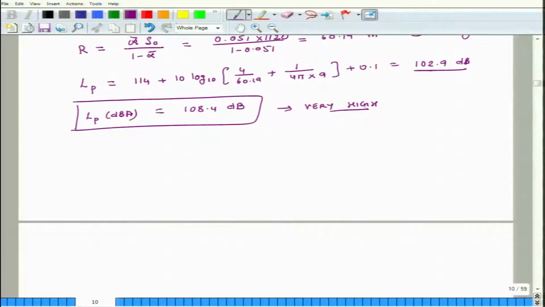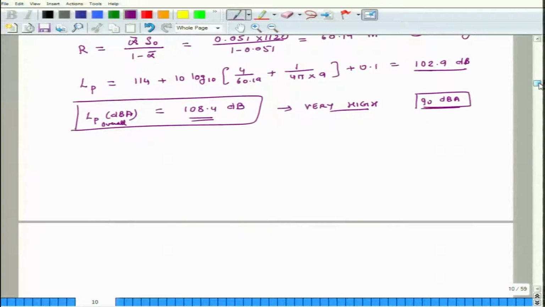So, clearly we want to ensure that this number comes down. In worst case scenarios, there is actually a law which says that a person should not be exposed to more than 90 decibels A weighted if he is working for one entire shift, which is like 8 hours. So, for 8 hours continuously, the maximum sound pressure level which you could be exposed to is 90 dBA. This is way more than 90 dBA. So, now we want to ensure that this overall sound pressure level comes down significantly.